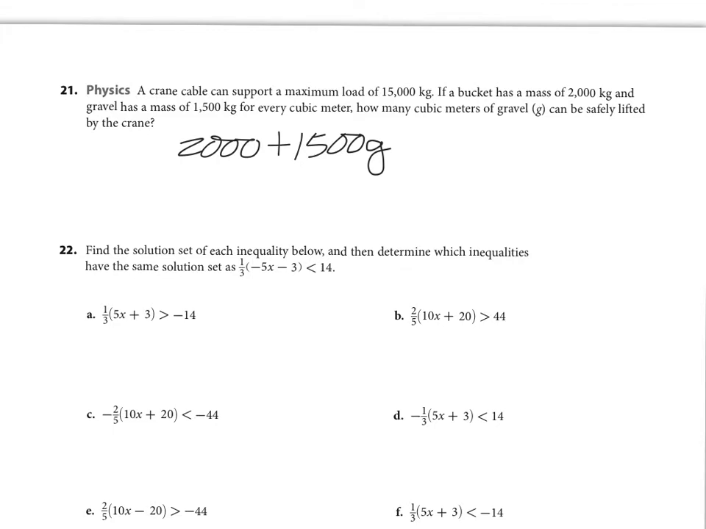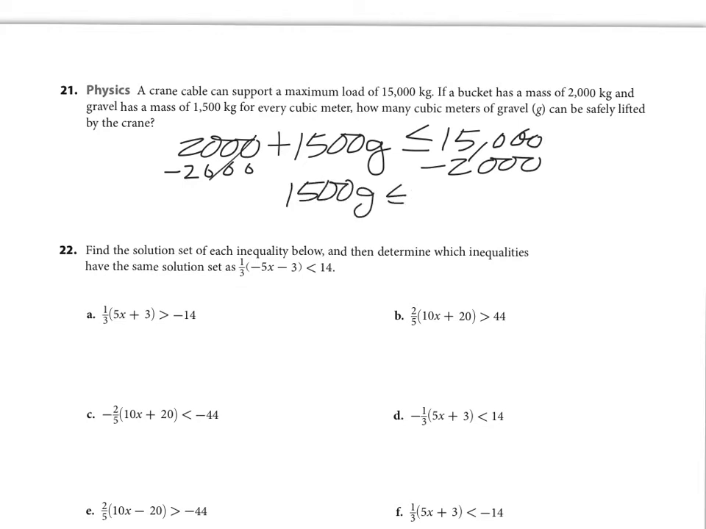Now, it says a crane cable can support a maximum load of 15,000. So that means this together has to be less than or equal to 15,000. So that's the most it can hold. Alright, so now we're going to solve. So again, we just do like normal, solving an equation. Subtract 2,000 from both sides. So 1,500 G is less than or equal to 13,000.